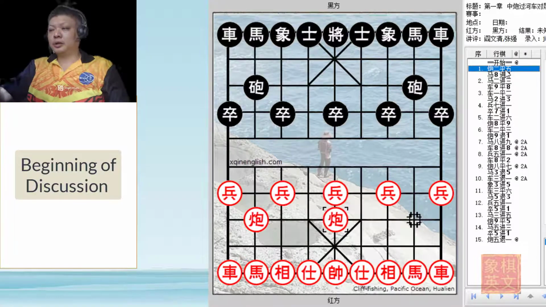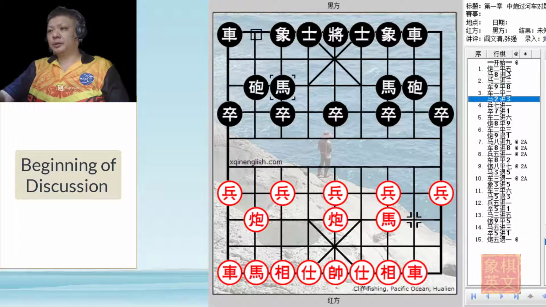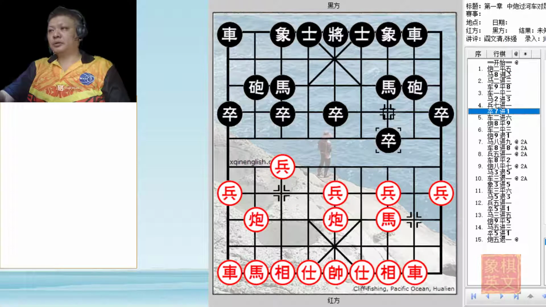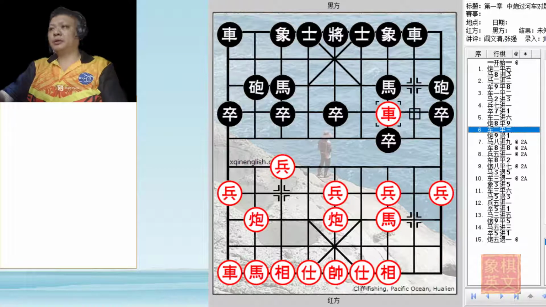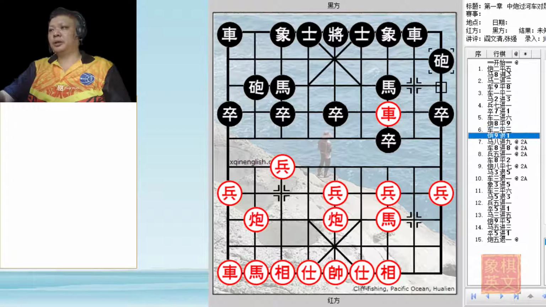The central cannon, screen house defense, 7th pawn, pawn rank chariot, edge cannon for chariot variation. So red refuses to accept the trade, and g9 equals to 1.